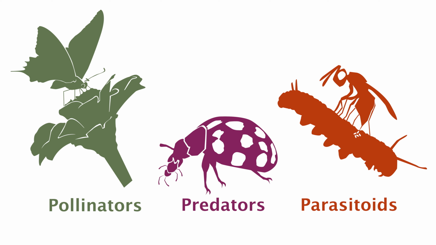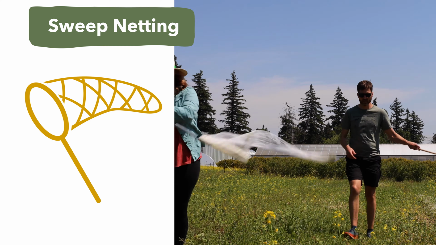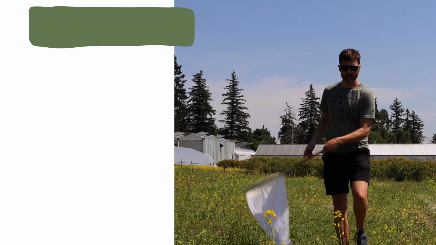Sweep netting. Netting is used to capture flying insects such as pollinators, which include bees, hoverflies, and butterflies. A net is usually swept at a plant to capture any pollinator or insect present, or if you are more skilled, it can be used to catch a flying insect on the wing.